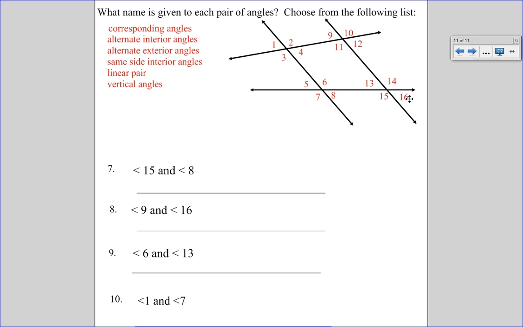Angle 9 and angle 16 lie on these two lines, with this line here being the transversal. So 9 and 16 are on opposite sides, so alternate sides of the transversal, and they're on the exterior, so alternate exterior angles. 6 and 13 lie on these two lines, with this being the transversal. 6 and 13 are on the same side of the transversal, and they're on the interior, so they are same side interior angles. And finally, 1 and 7 lie on this top line and this bottom line, with this left line being the transversal. They're on the same side of the transversal, but they're on the exterior, so they're same side exterior angles.